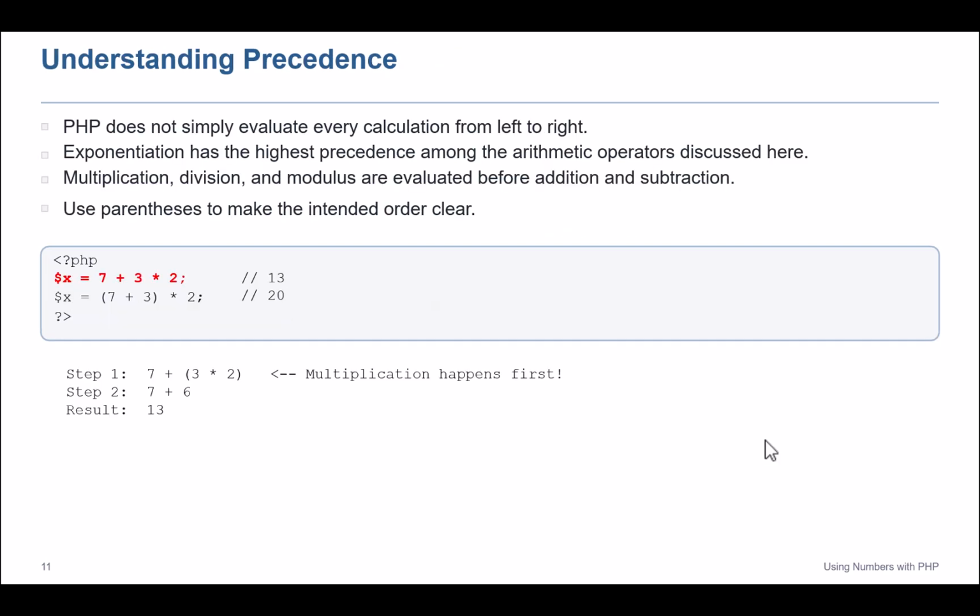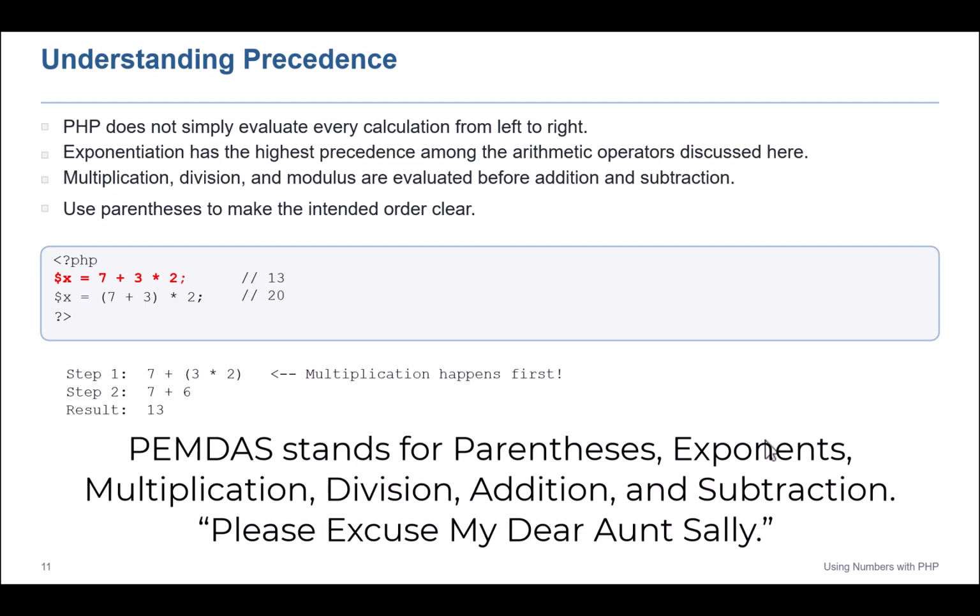Understanding order of precedence. Order of precedence determines how PHP evaluates arithmetic operators. Although calculations are generally processed from left to right, some operations are performed before others based on their precedence. Exponentiation has the highest precedence among the arithmetic operators discussed here. Addition and subtraction come after multiplication, division, and modulus in the order of operations. A common mnemonic used to remember the order of operation is PEMDAS: parenthesis, exponents, multiplication and division, addition and subtraction, often remembered with the phrase, "Please excuse my dear Aunt Sally."